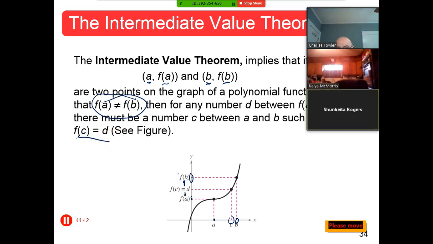And there's 2 reasons this is true, or they actually go together. And here's the reason. Polynomial functions, that's what we're dealing with, polynomial functions, always have 2 features. Does anyone remember what they are?